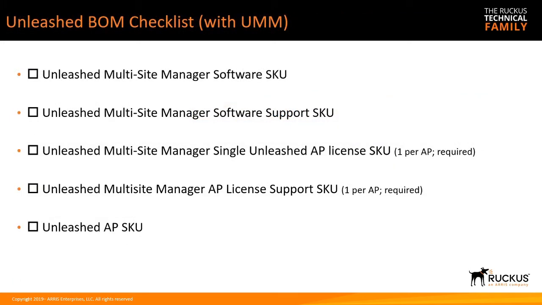So, checklist for building our bill of materials. You need to buy the Unleashed Multisite Manager SKU itself. So you need to buy that software license. Then you need to buy the support on that multi-site manager. So you need a support SKU for that. Then you need the AP licenses. So multi-site manager single unleashed AP license SKU, one required per AP, and then you need support on that license. And then lastly, of course, you need your unleashed APs.